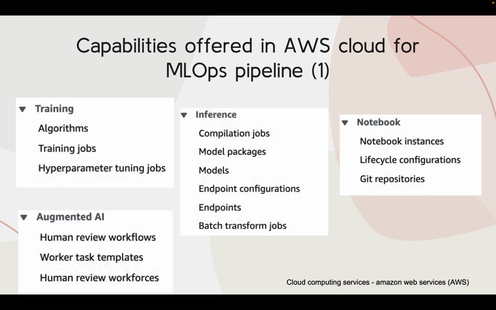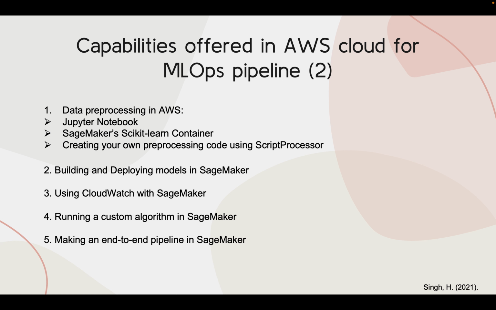For the next 2 slides, I'm going to talk about the capabilities offered in AWS Cloud for machine learning operations pipelines. These capabilities are screenshots that were taken directly from the AWS website. As you can see, its capabilities include training, like algorithms, hyperparameter training jobs, augmented AI, inference, and notebooks such as notebook instances.